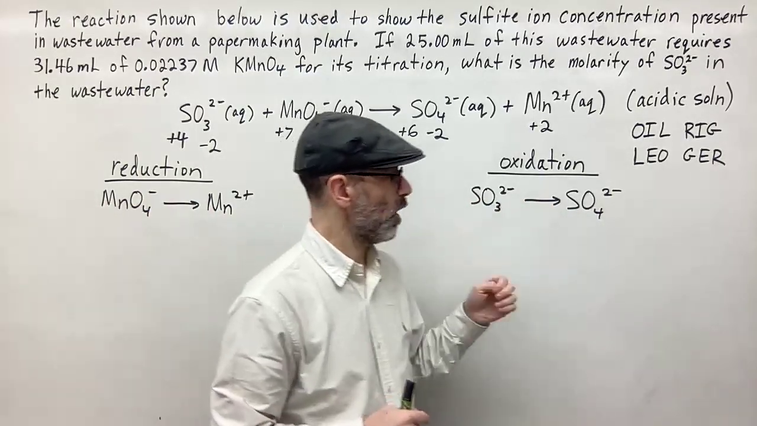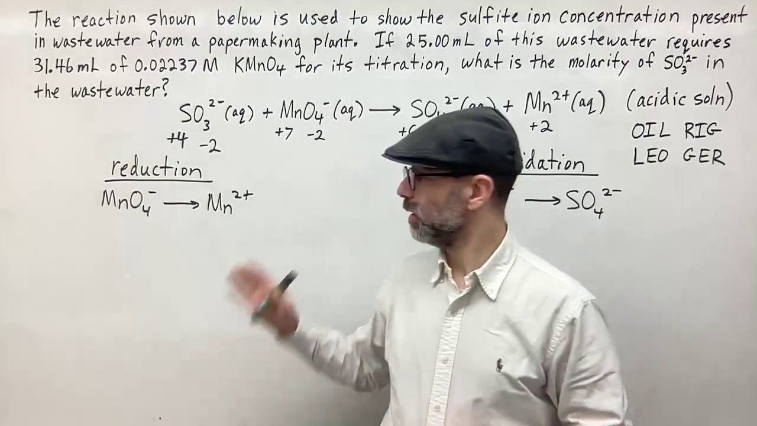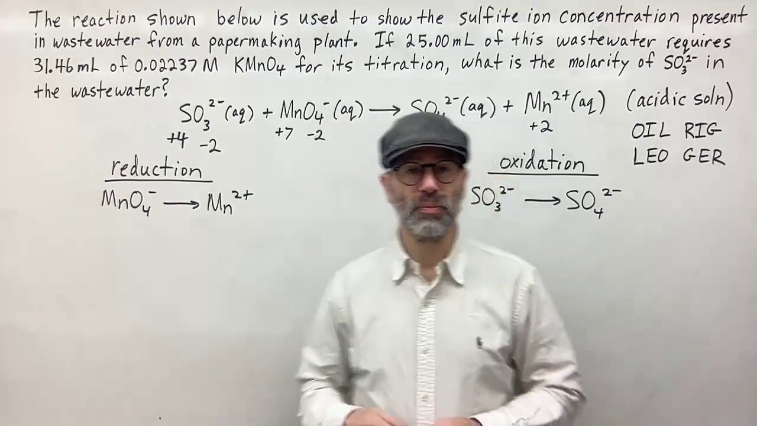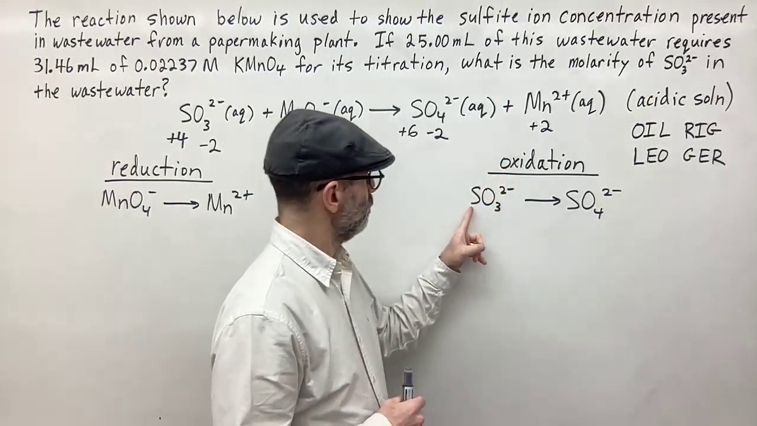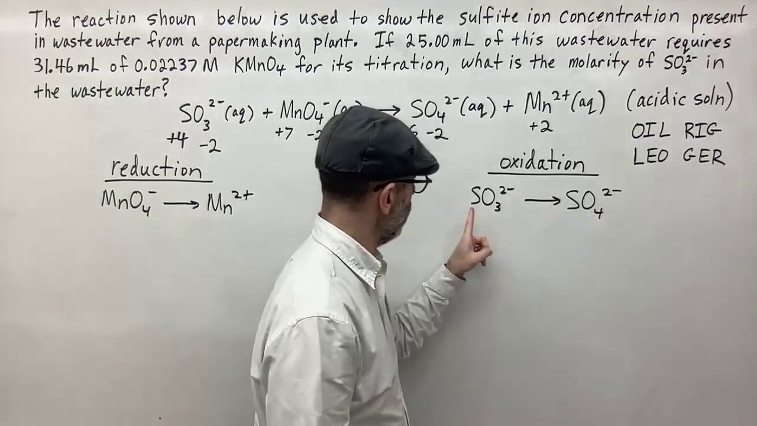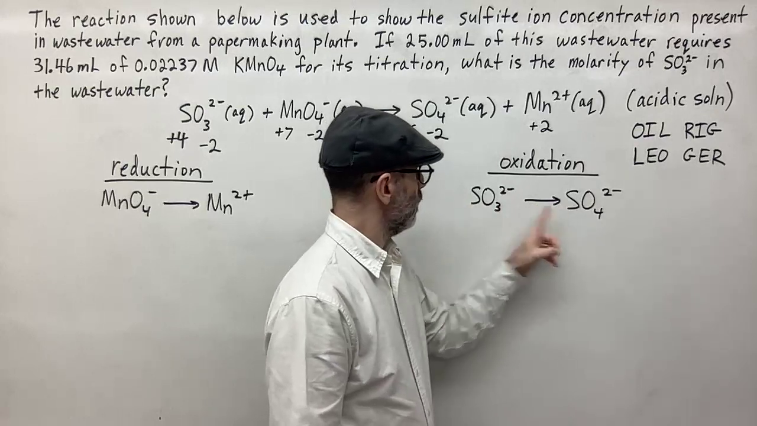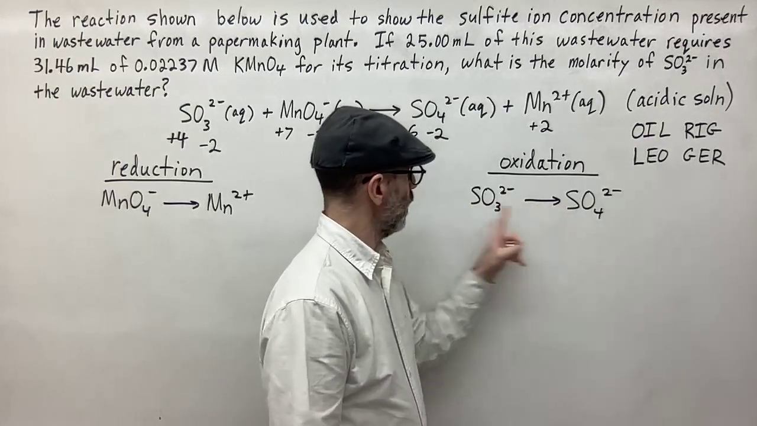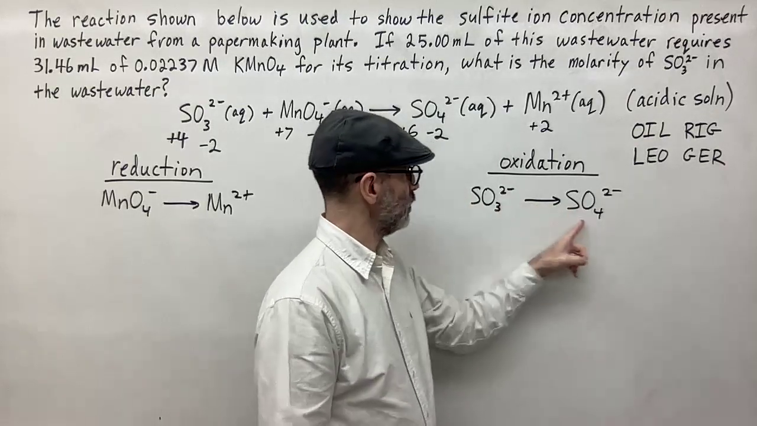All right, so step 1, let's balance the atoms. So over here we have SO3 and we have SO4. So here we have sulfur equal on both sides, but the oxygens are not.